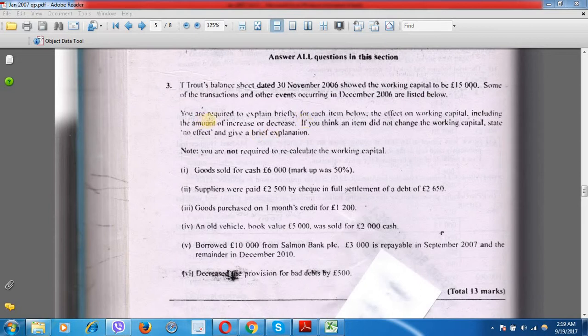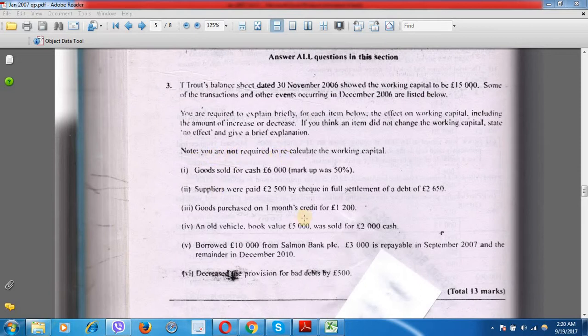You are required to explain briefly for each item below the effect on working capital, including the amount of increase or decrease. If you think an item did not change the working capital, state no effect and give a brief explanation. Note: you are not required to recalculate the working capital.